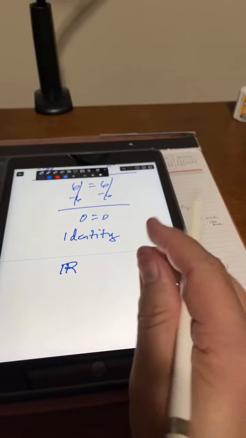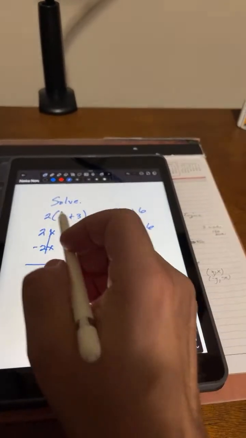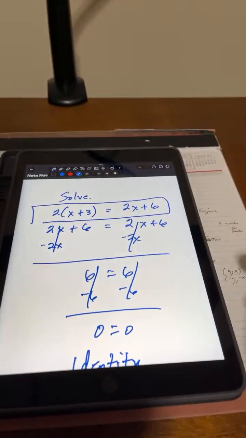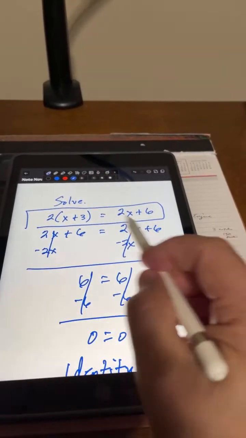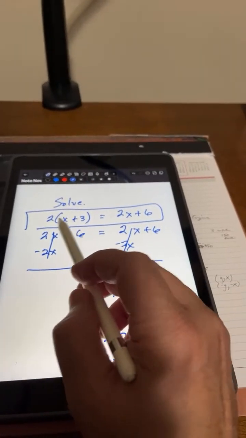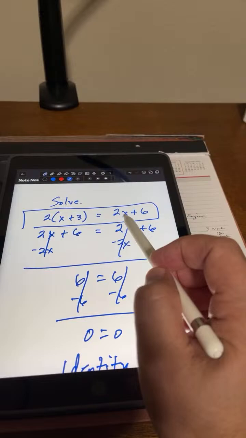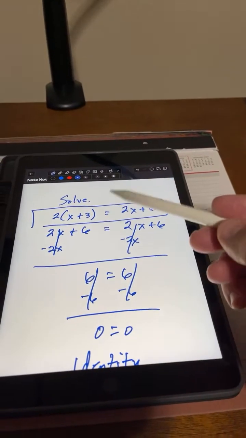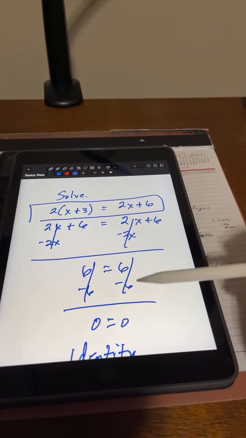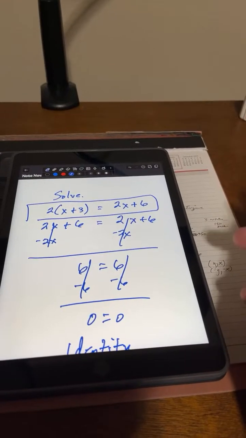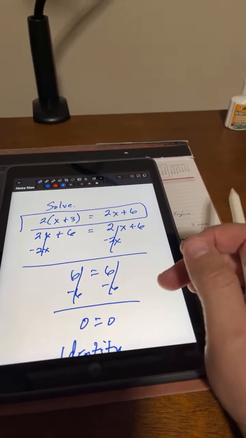And so what it means is that any x value that you substitute into this original equation would make it true. So you could use 1. 1 plus 3 is 4. 4 times 2 is 8. You put the 1 here. 2 times 1 is 2. 2 plus 6 is 8. 8 equals 8. So it doesn't matter what you put in for x here. This is going to be true. So that's pretty cool.